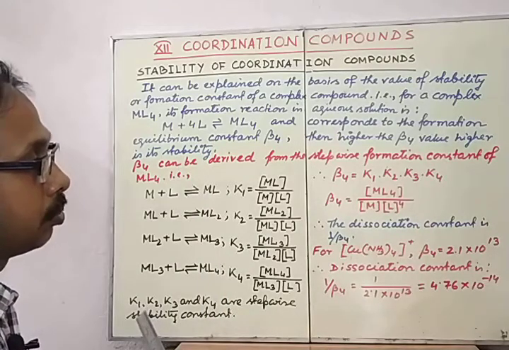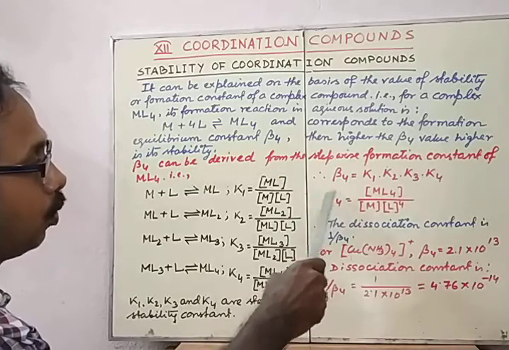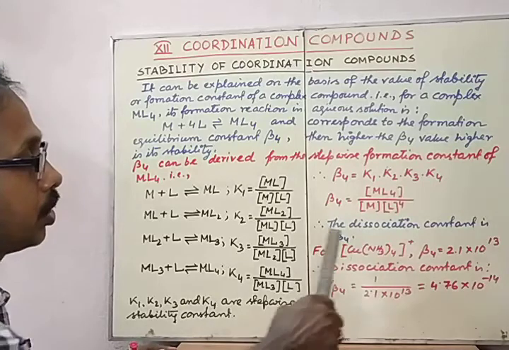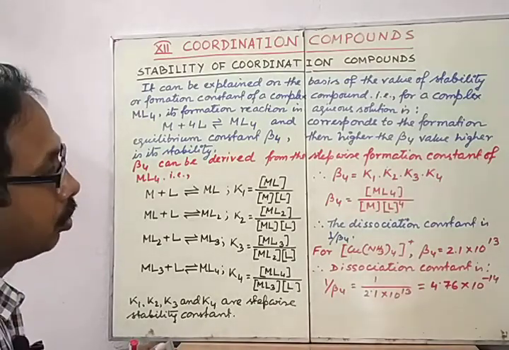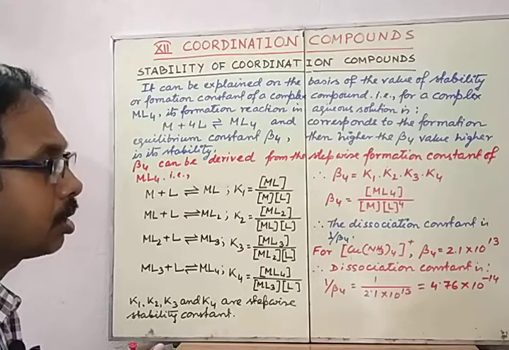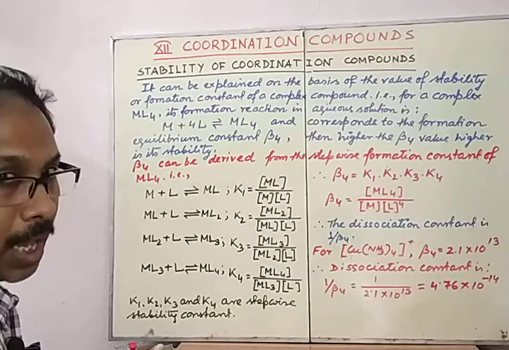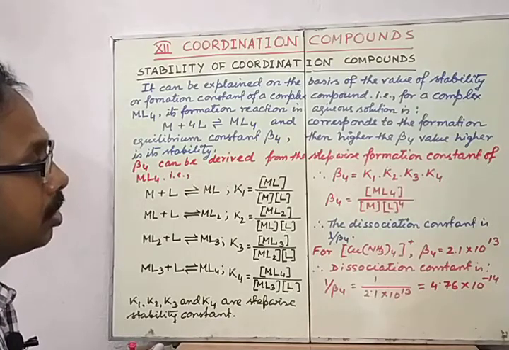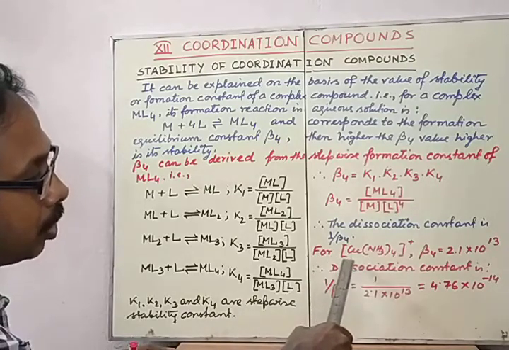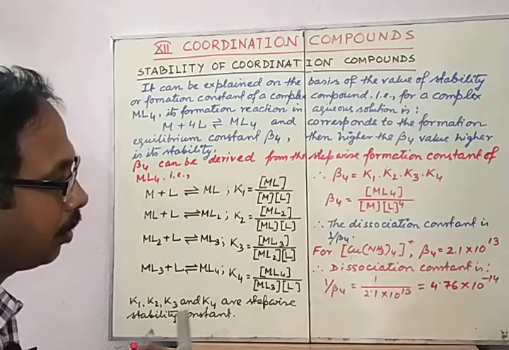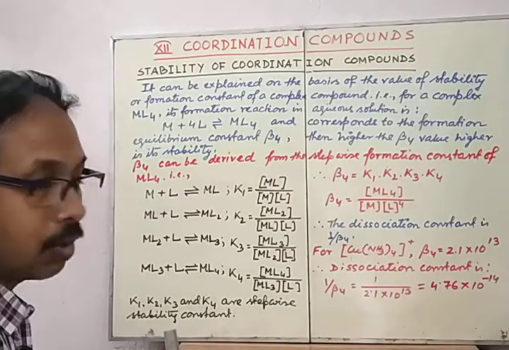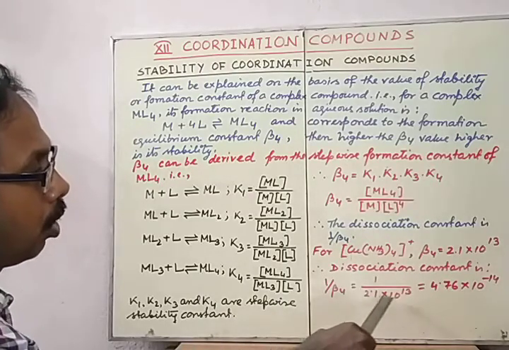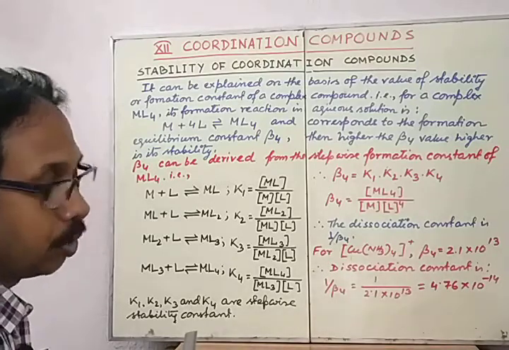Now the reciprocal of this beta 4 value is also called the instability constant or the dissociation constant. Sometimes in numericals it is asked to calculate the value of the instability constant. That is, if the beta 4 value is given for this complex, the instability constant or the dissociation constant of this complex is 1 by beta 4. So it is the value I have shown here.